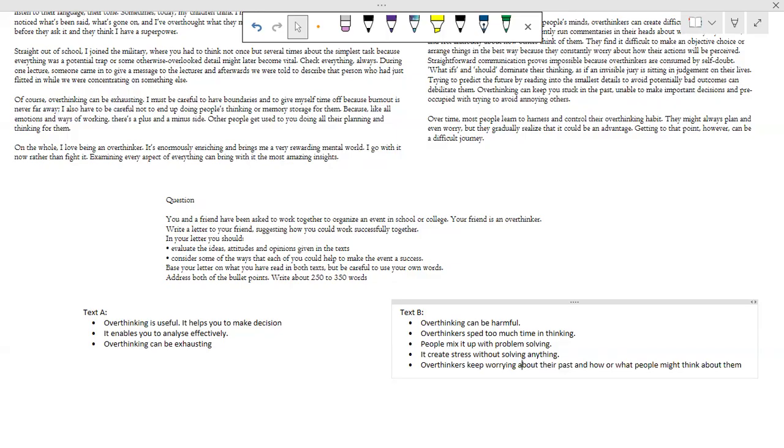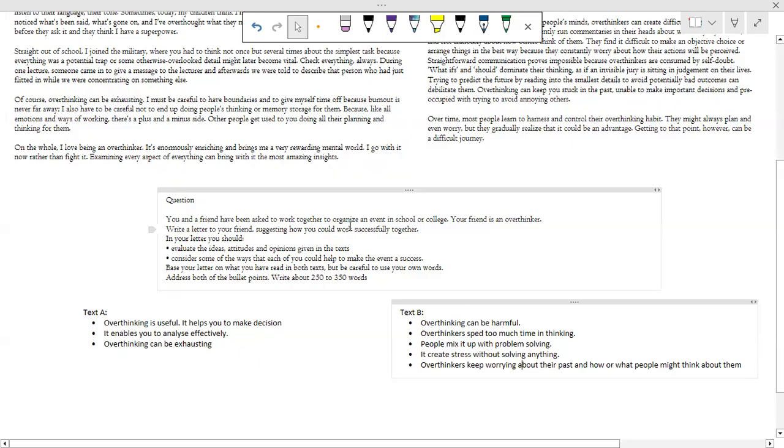So far, if we talk about the key differences between the two texts, text A presents overthinking as a positive trait that helps in making smart observations and avoiding mistakes. On the other hand, text B highlights the negative effects, showing how overthinking can create anxiety and indecisiveness, right? So let's plan the letter.